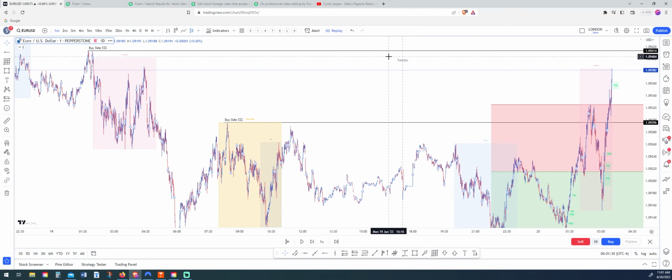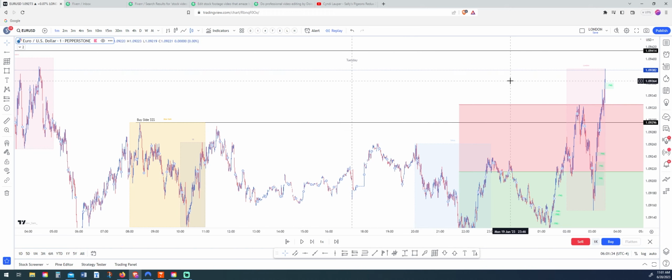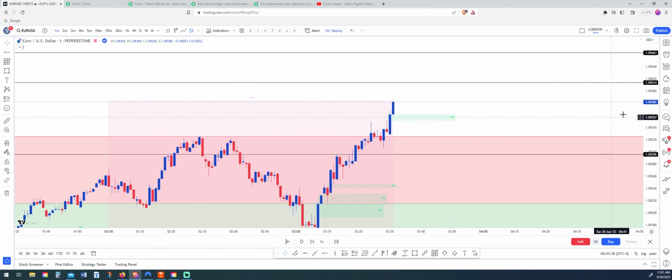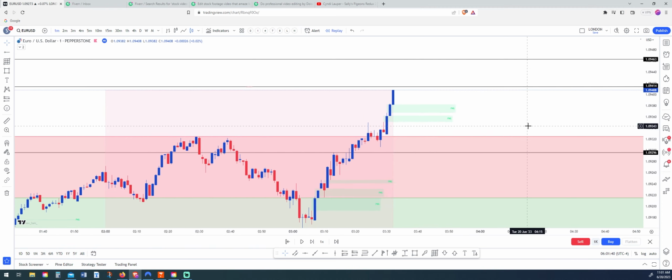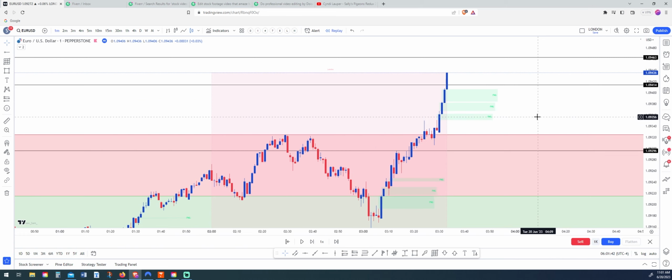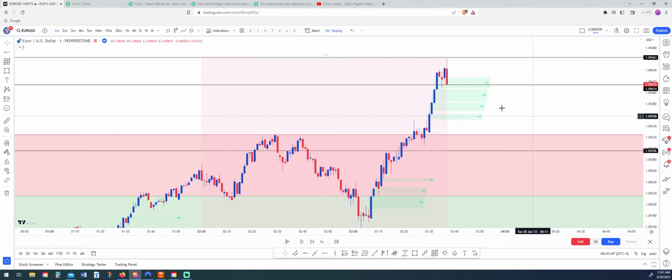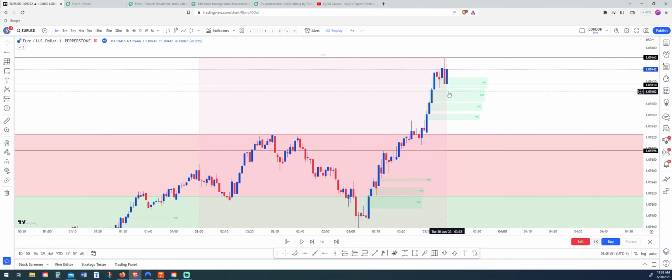further up. So we've got the London session highs from yesterday that we're looking to take. Let's zoom in and see what happens here. We've taken those London highs. Not quite taken the previous daily high.